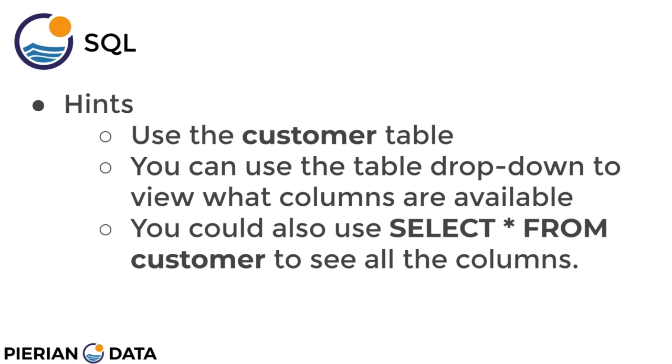One is you can use the table dropdown to view what columns are available in pgAdmin. Recall there's that left-hand side where you can just drop down and expand the table in order to see what columns are available. Or what you could also do is just say select asterisk from customer, and that would return back the entire table, and there you can view all the columns inside the customer table. Okay, so those are the hints. Hopefully, after seeing these hints, you can successfully run that query and figure it out. Coming up next is the actual solution.